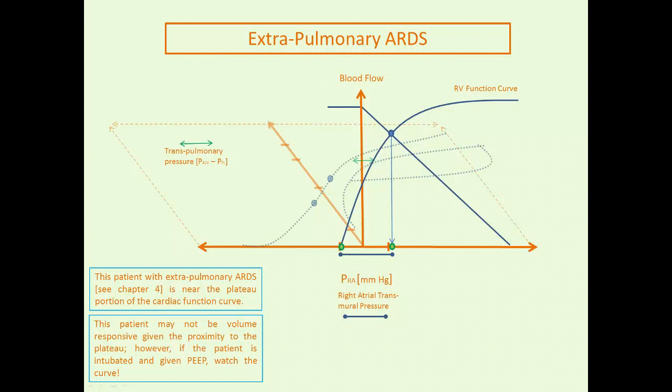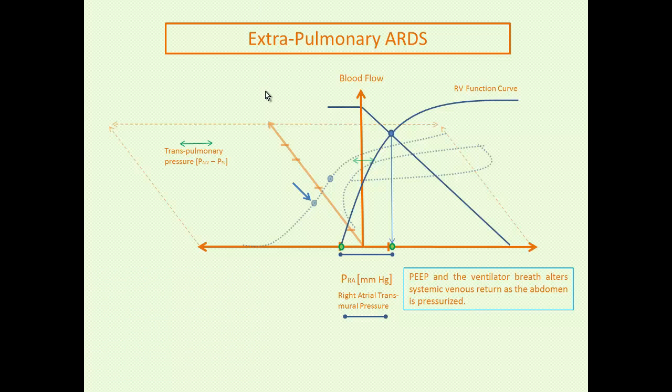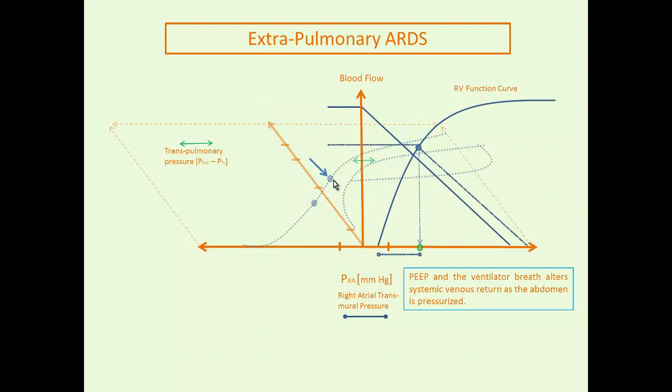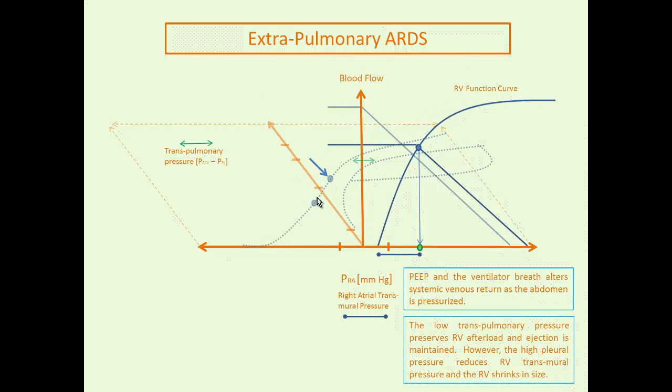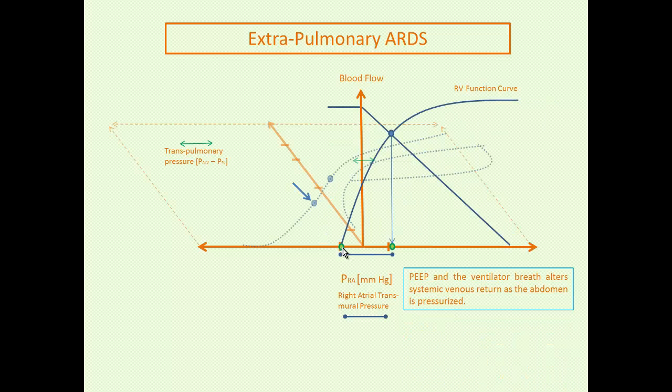And now we're going to apply PEEP to this patient. So you're going to start at FRC, we're going to intubate the patient and give some PEEP. So what's that going to do? That's going to shift pleural pressure upwards along the elastance curve, and therefore this point here will shift along in parallel with intrathoracic pressure. So the cardiac function curve shifts rightwards with the systemic venous return curve.